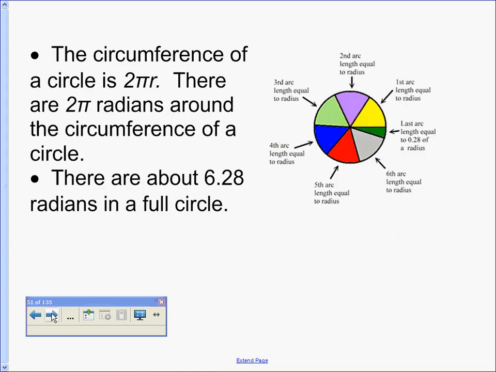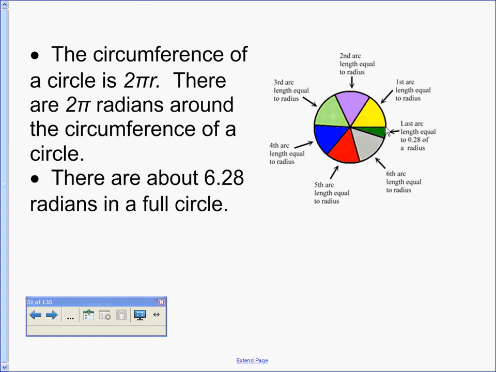The circumference of a circle is going to be 2 pi r. If you have 2 pi, there are 2 pi radians within a circle, but the circumference is going to be your arc length. So there are 2 pi radians around the circumference of a circle, and there are about 6.28 radians in a full circle.